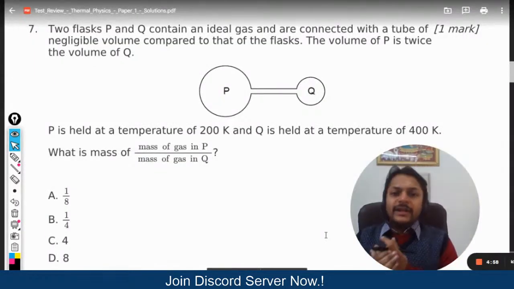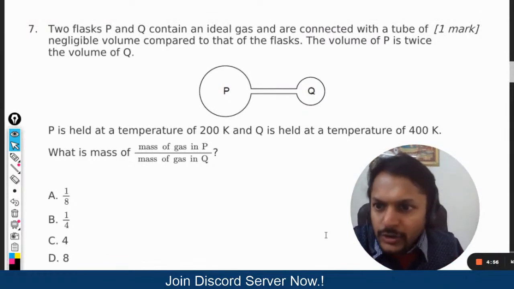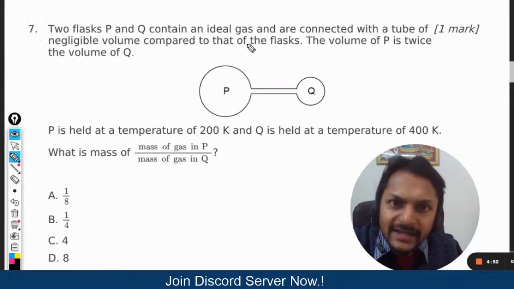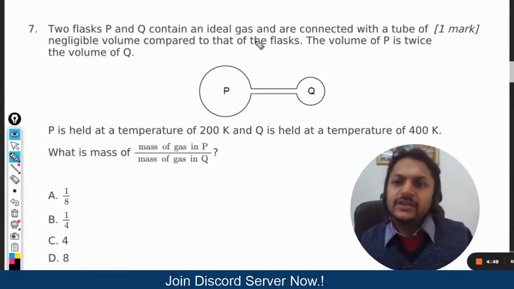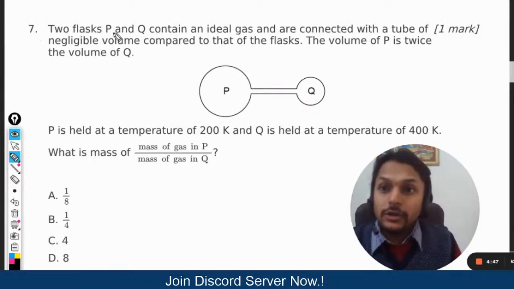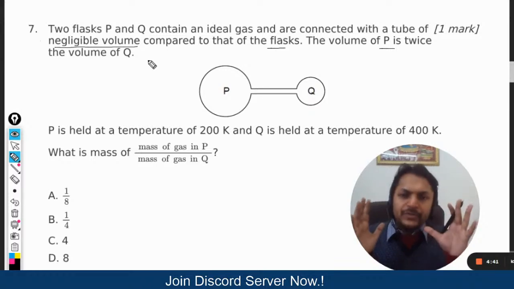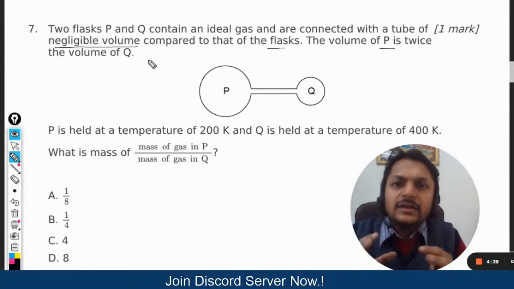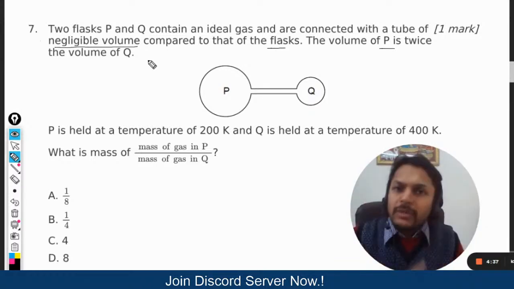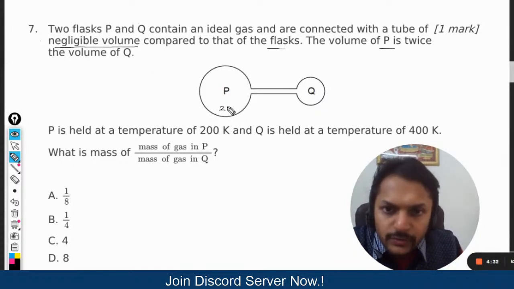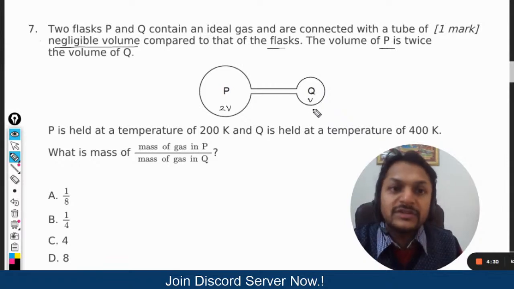Okay, dear students, so let us see what is there in this question now. Two flasks P and Q contain an ideal gas and are connected with a tube of negligible volume. This is a very important condition compared to that of the flask. The volume of P is twice as that of Q. Now there are two chambers and they are containing the same gas. So the molecular mass is the same, but the volumes are different. So this volume will be taken as 2V, here the volume is V.